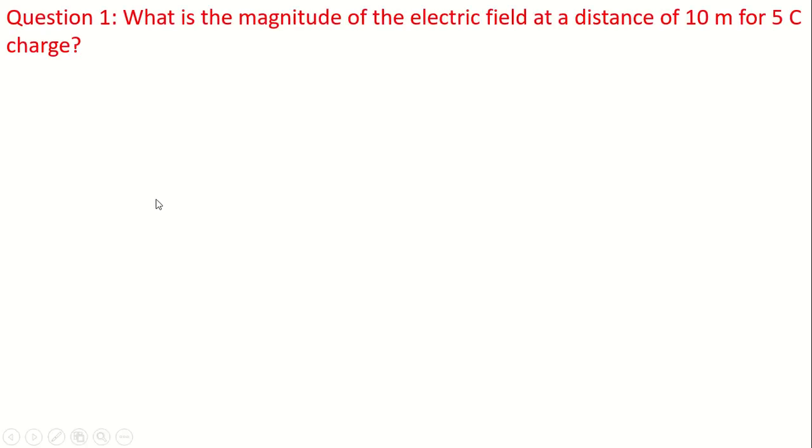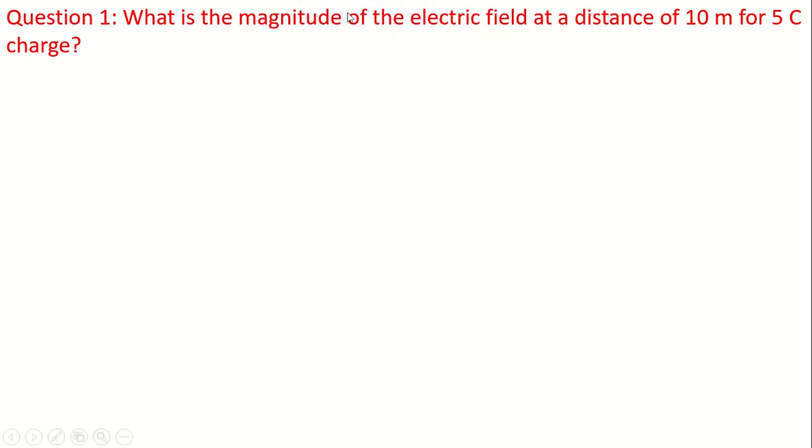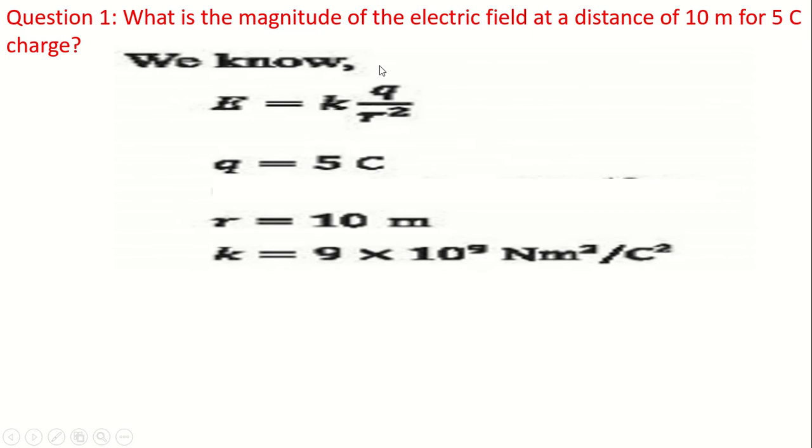Question number 1. What is the magnitude of electric field at a distance of 10 meters for 5 coulomb charge? So here the field creating charge is 5 coulomb, and at a distance of 10 meters from that 5 coulomb charge you have to calculate the electric field intensity. For doing this mathematical problem, we will require the formula E equal to K into Q by R square.